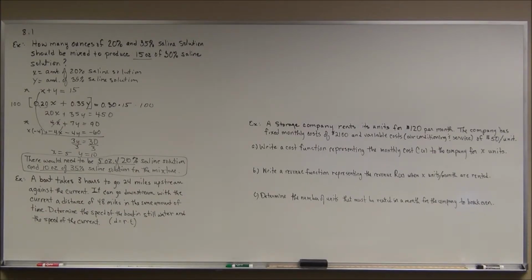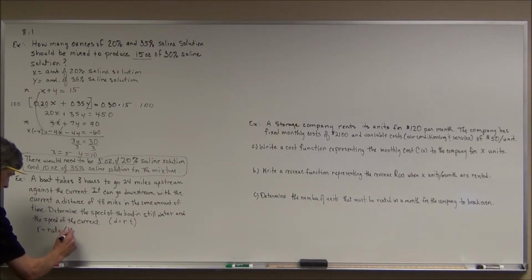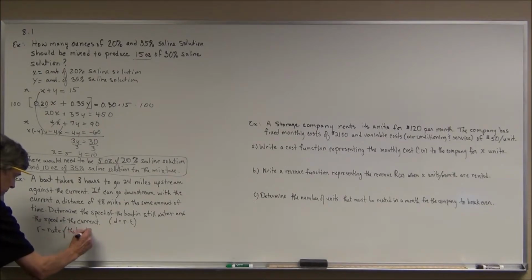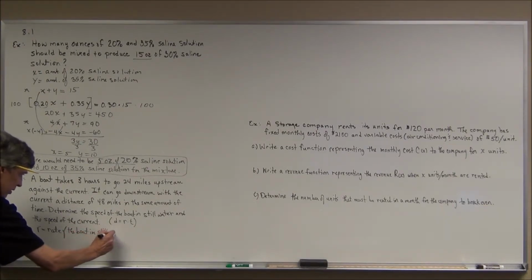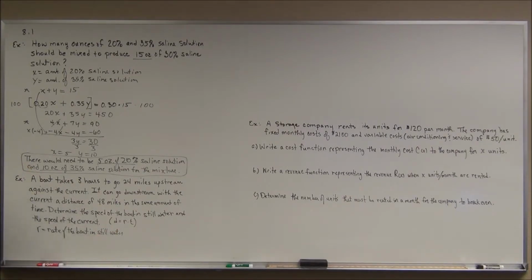Okay, now, here's what I'm going to do. Because I don't know the speed in still water and I don't know the speed of the current, I'm going to let R be the rate of the boat in still water, and I'm also going to let C be the rate of the current.